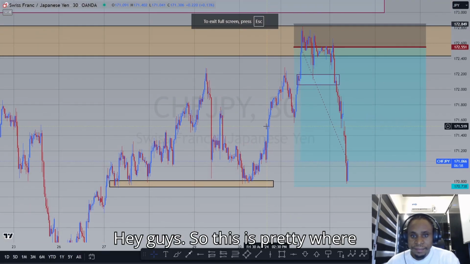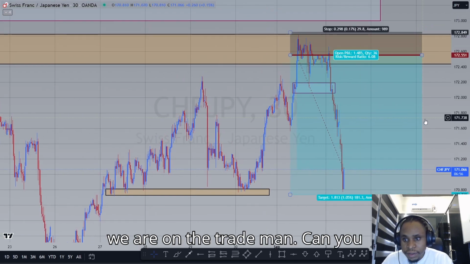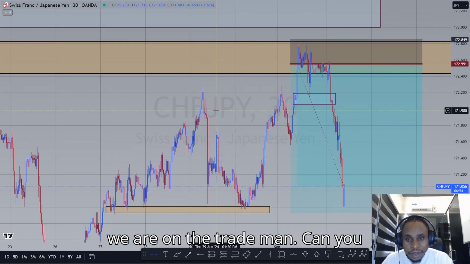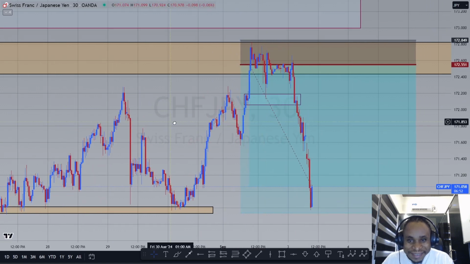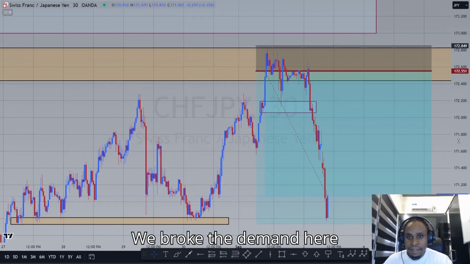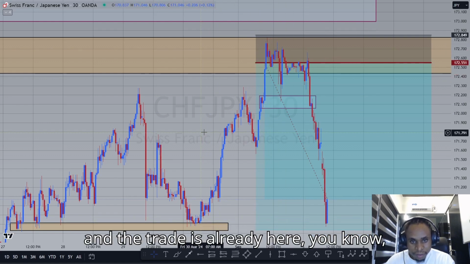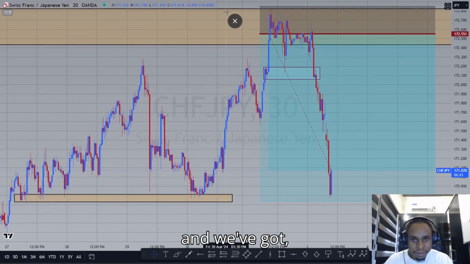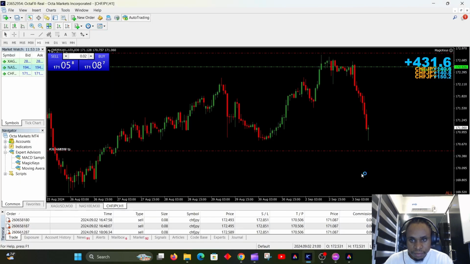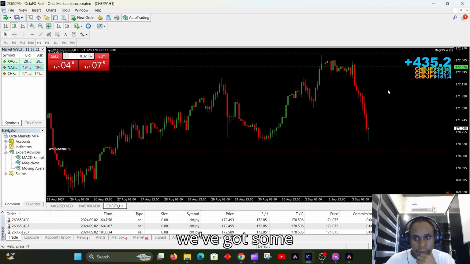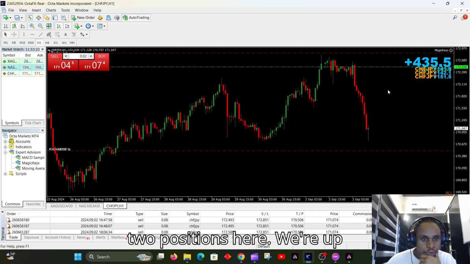Hey guys. So this is pretty much where we are on the trade. Can you see we broke that demand? We broke the demand here, and the trade is already here, and we've got two positions here.